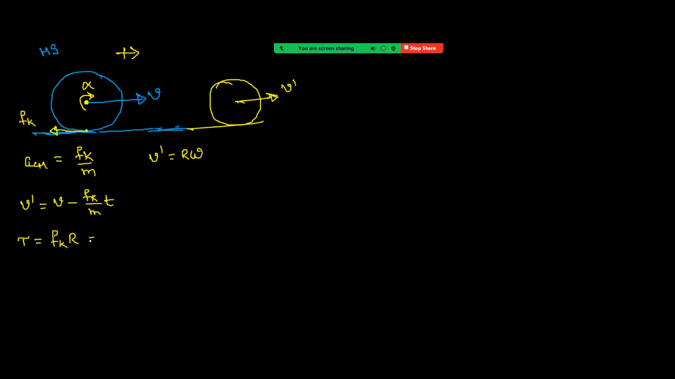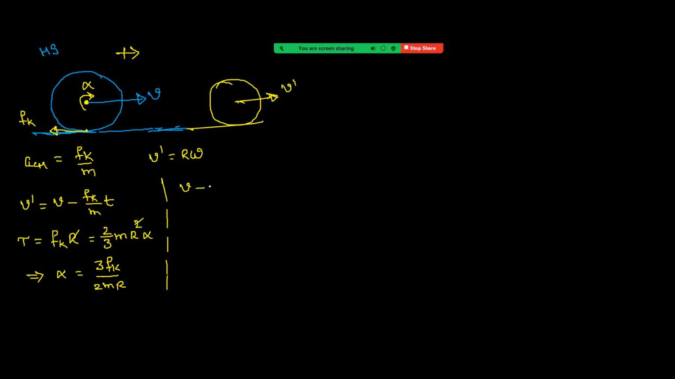This is equal to I into alpha. I value for a hollow sphere is 2 by 3 m r square, I into alpha. See what is the alpha value. 1 r cancelled. Remaining alpha equal to 3 fk upon 2 m r. Substitute this now here, in the place of this, see what we get.